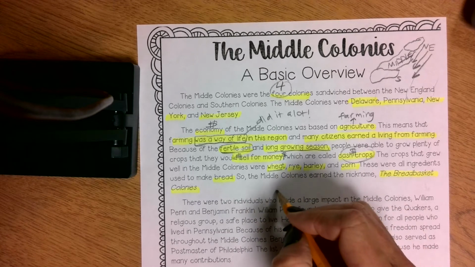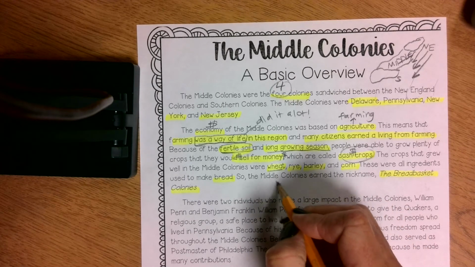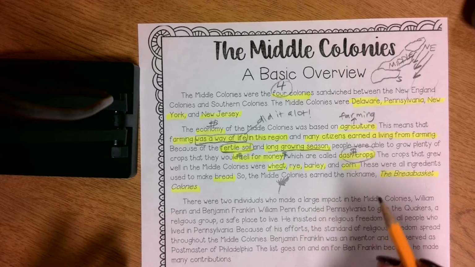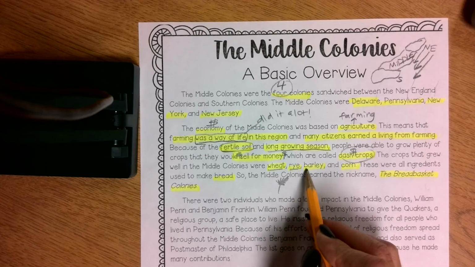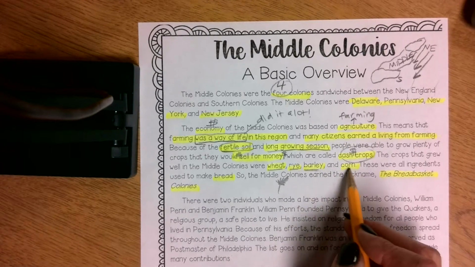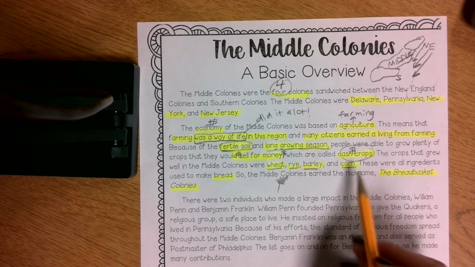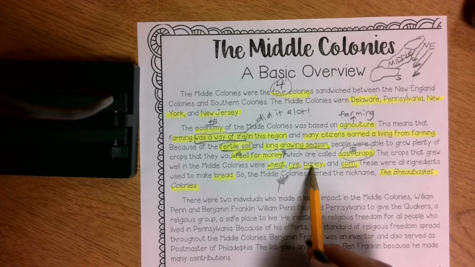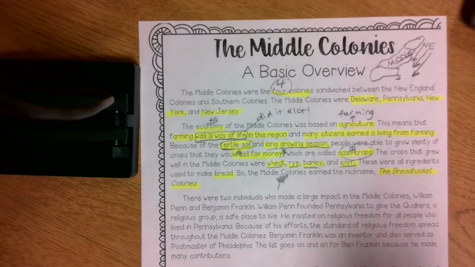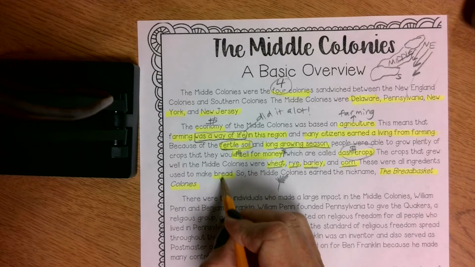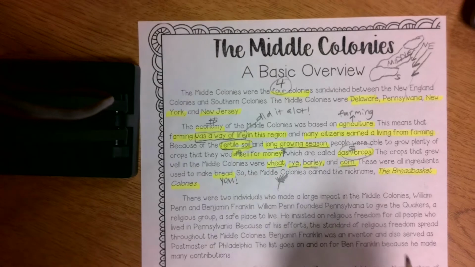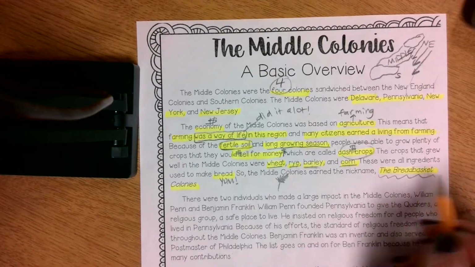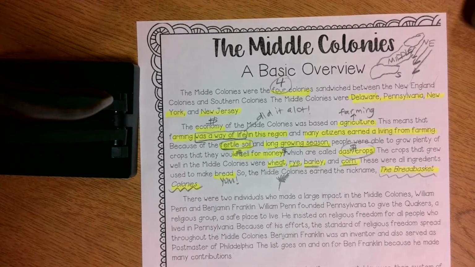Wheat, I'm sure you've all seen wheat. This is a terrible picture. These are all grains. So is rye, so is barley. These are all grains that can be used to make different kinds of bread, like corn bread or wheat bread or rye bread or barley. These were all, okay, so bread, yum. Well, at least I like bread. You might write yuck. And their nickname, the breadbasket colonies.